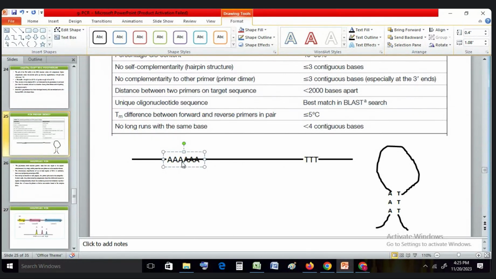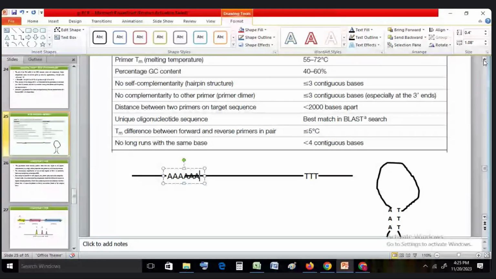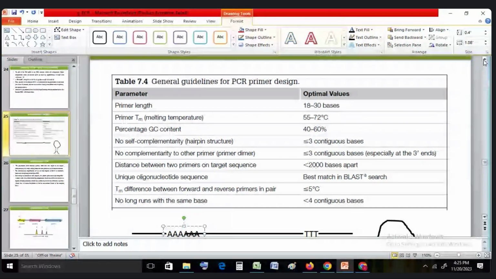If you cannot avoid any of these repeat sequences, of A or C, you should try to avoid those sequences in designing the primer. But if you have to take those sequences, please keep in mind that the run should be less than 4. Four A's at once, four T's, four C's, four G's is not good. These are the things you have to consider during PCR primer designing.